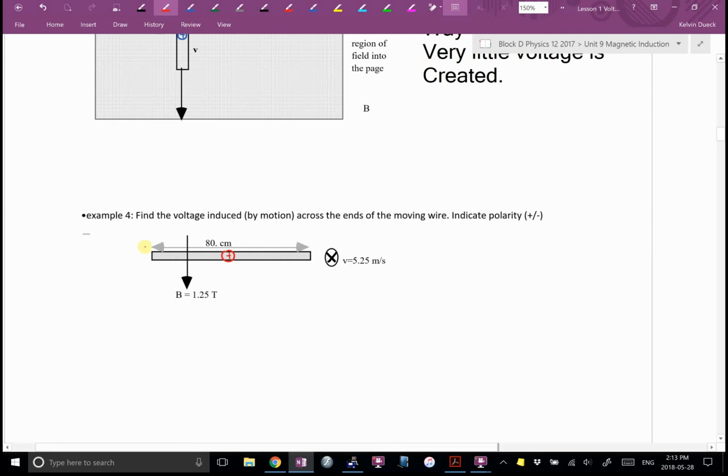So this end of the rod will be positive. This end of the rod will be negative. How many volts? Induced voltage is BLV. Pretty big magnetic field, although we've seen bigger. The length of the wire is 0.8 meters, and the speed is 5.25 meters per second.